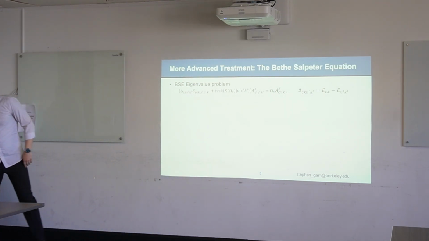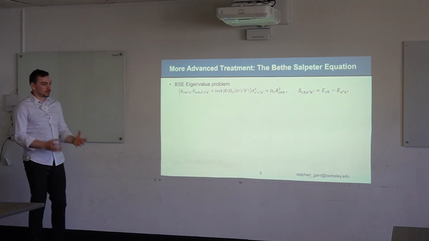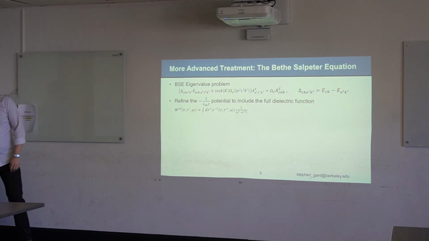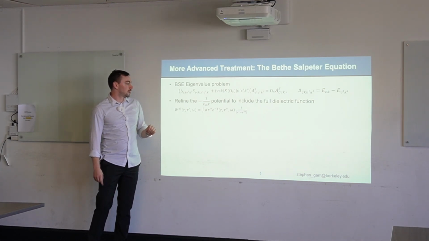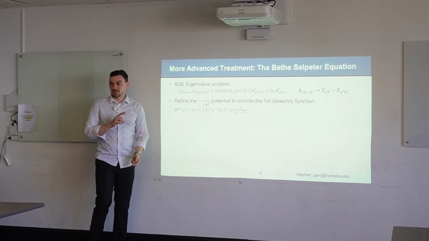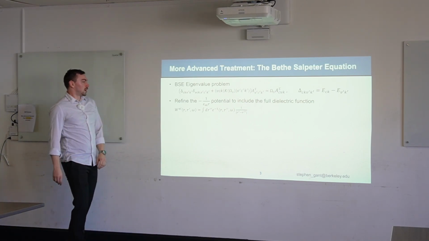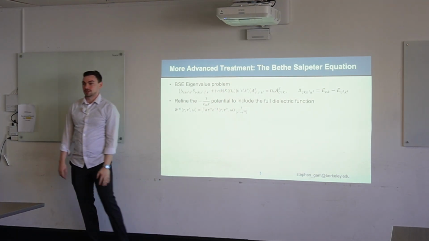There's been a lot of pioneering work on this Bethe-Salpeter equation and solving it from first principles by Steve Louie and others. The basic idea is you refine this very simple 1 over R Coulomb potential with the epsilon screening to include the full dielectric constant of the material, which depends on frequency and momentum. It's a much more comprehensive picture. And you include this inside of these mixing matrix elements here.